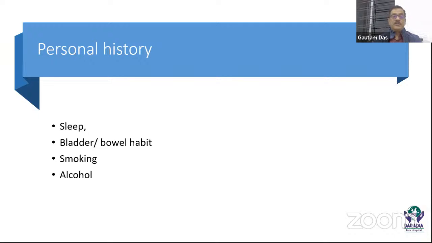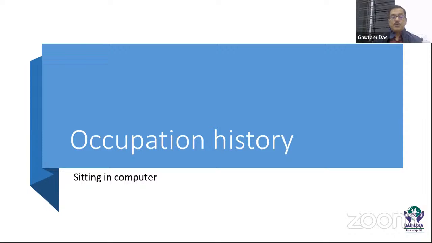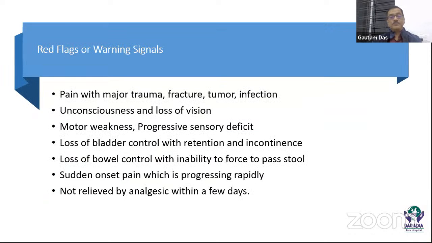Personal history: the bladder and bowel habit is very important in particular areas. How is the sleep? Sometimes it is important to understand some diagnoses. The history of smoking, alcohol, the family history, whether family members have a similar kind of disease, occupational history. All these are important.